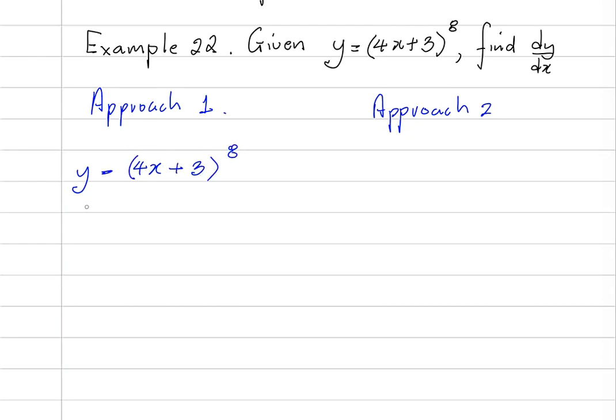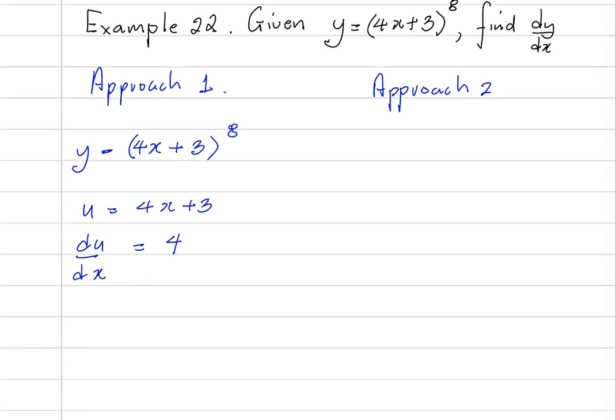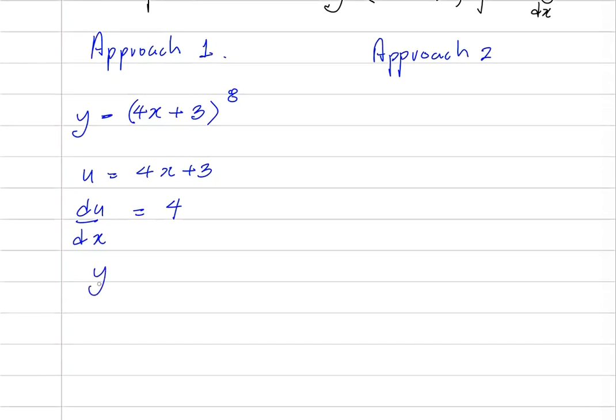So I could say let u be equal to 4x plus 3. Therefore, du by dx would be equal to 4 times the differential of x, which is 4 times 1, which is 4, plus the differential of 3, which is 0. When you differentiate a constant, the answer is 0. Now, y is equal to u raised to the power 8, because remember, 4x plus 3 is equal to u.